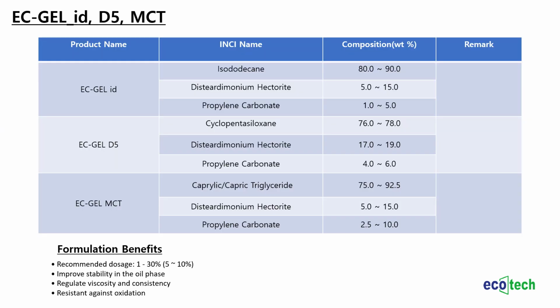This slide explains the functional role of three different raw materials that interact with the distilled hectorite, forming a stable dispersion in the oil phase. These materials are key to achieving excellent texture, stability, and viscosity control in cosmetic formulations that use light and volatile oils.